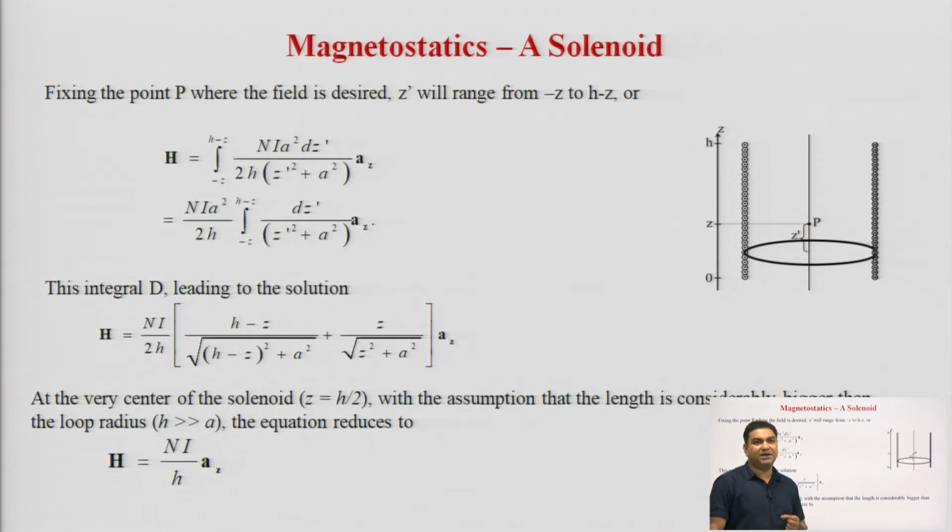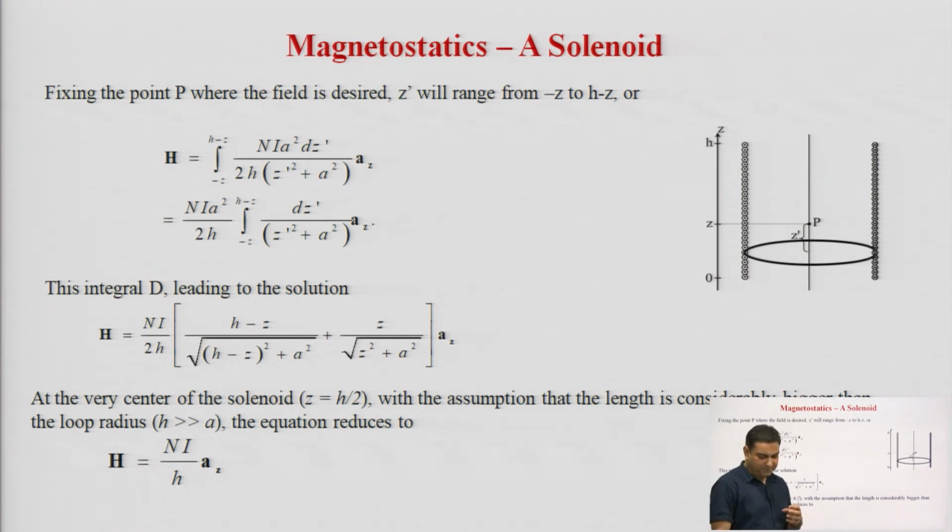In the same manner, fixing the point P where the field is desired, this z dash will range from minus z to plus z, and here we put the limits on the integration and can define the magnetic field intensity like H is equal to N I upon h a_z.